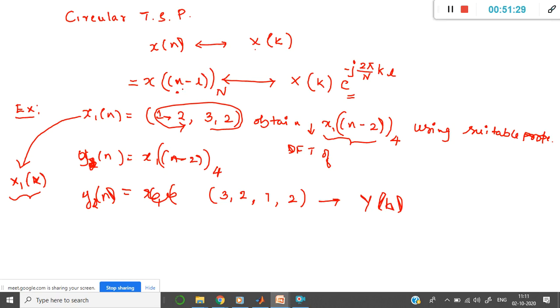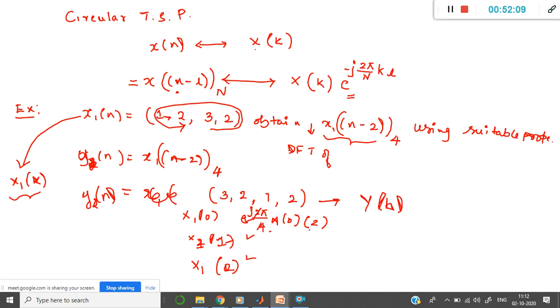So what you need to do is obtain x1 of k, the DFT. Apply the matrix method and find x1 of k. Then for each value of k you will get x1 of 0, x1 of 1, x1 of 2, all the DFT values. Individual values you need to multiply with e to the power of 2 pi by N. What is N here? 4. What is k for the first value? It is 0. What is the value of l? The shifted value l is 2. So this is how you are supposed to multiply.